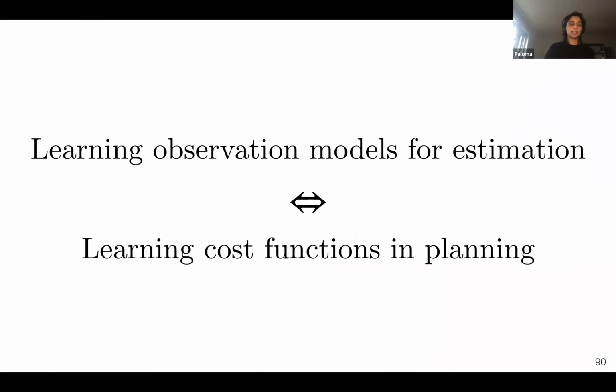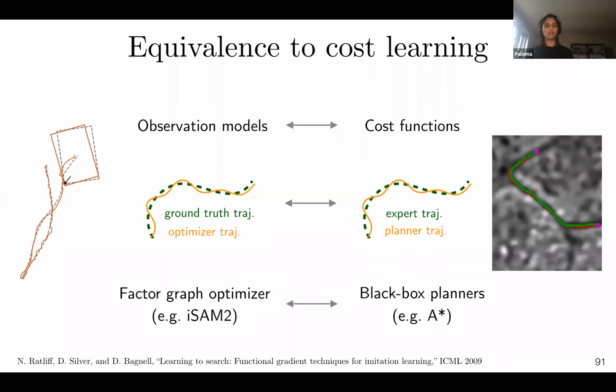But fortunately, this problem that we are looking at, which is learning observation models for estimation, is actually equivalent to a well-established problem in imitation learning literature, which is how can we learn cost functions in planning? So more formally, we can think of observation models in SLAM as cost functions in planning, ground truth trajectories in SLAM as expert demonstrations or trajectories in planning, and factor graph optimizers like iSAM2 as non-differentiable black box planners in planning like A star.